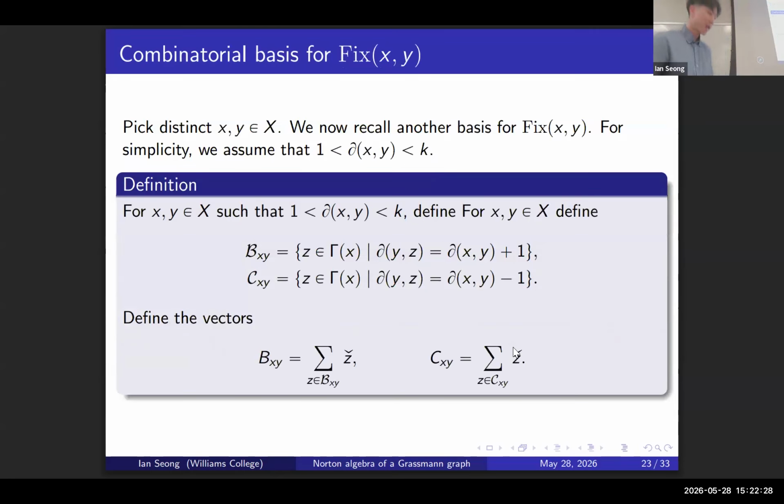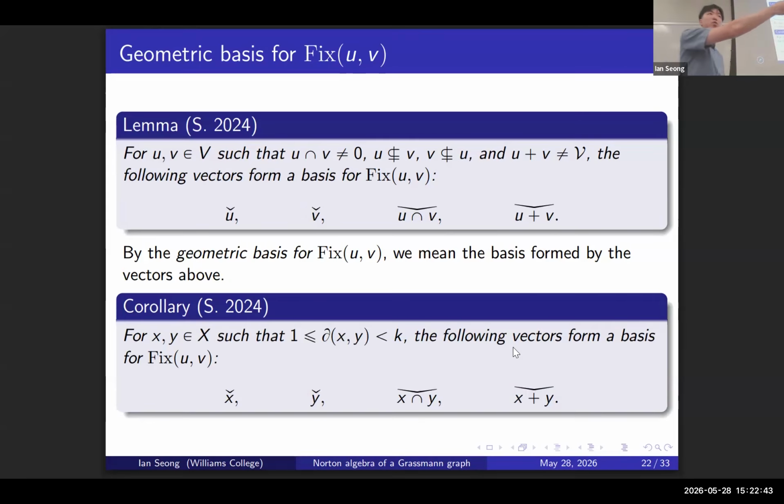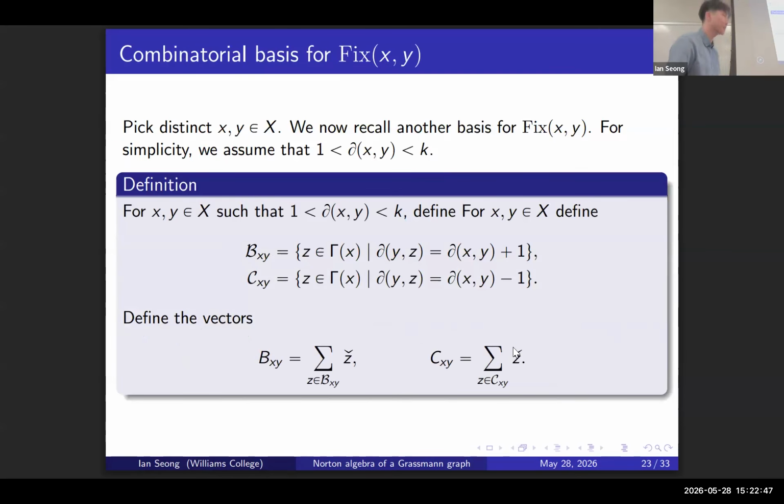Okay, so if we have a certain basis, what us mathematicians like to do is we find another basis and simply just find a transition matrix. So one thing we note about the geometric basis is we actually use the fact from a projective geometry because we have that x intersect y and x plus y. We can only define that using a projective geometry. Now, can we come up with another basis by simply looking at the combinatorics of the graph? So that's what we did, and we're going to define bxy to be the set of vertices that are adjacent to x and that are distanced one further away from x than y is. And cxy is going to be the one that's closer.